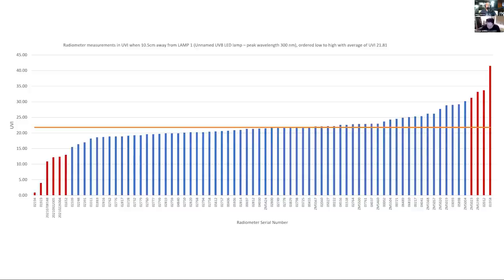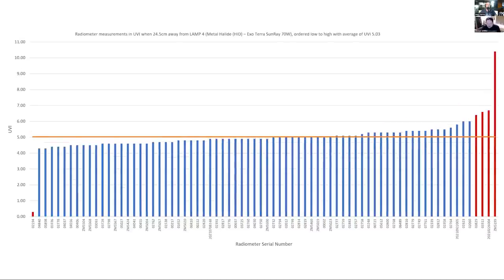There was one thing that was at first a little bit worrying, and it was lamp four. The data looks like this. And it was actually the most consistent lamp out of all of them. Most of the solar meters and radiometers as a whole read close to the average, which was around UVI 5. And this is the metal halide lamp.